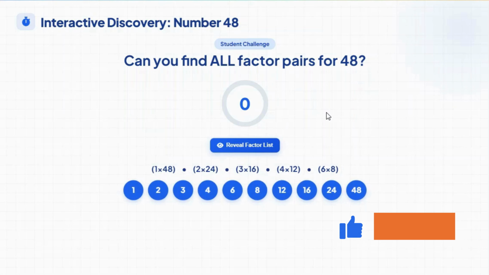So here is the answer. All the factor pairs of 48 are nothing but 1 into 48, 2 into 24, 3 into 16, 4 into 12, 6 into 8. That's a total of 10 factors we have. Did you get them all? Please check it out.